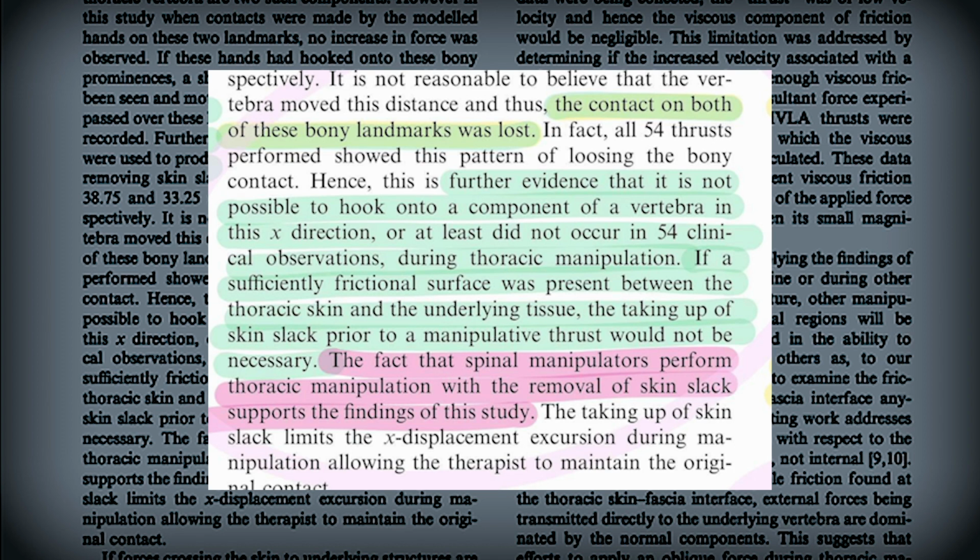In other words, if you have to take out tissue slack, what it means is that the interface between the skin and the bone you're trying to move has no friction. If there were friction between the skin and the underlying bone, you wouldn't need to remove tissue slack. You could just push into it and apply a force to it.